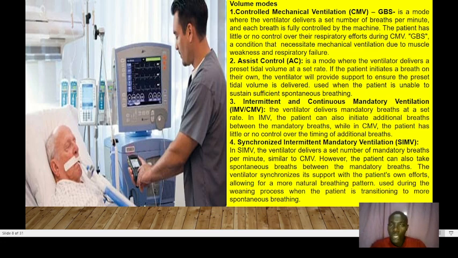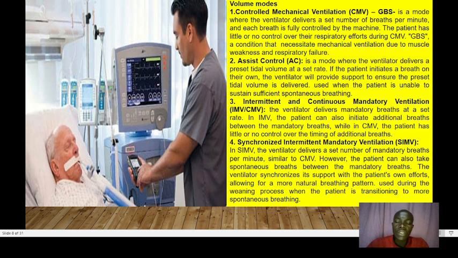So we have volume modes, and we have four major ones. Number one, we have the CMV. This is controlled mechanical ventilation, and it is a very important procedure. It's majorly used in GBS, Guillain-Barre syndrome. Guys, a link on Guillain-Barre syndrome will be popping up. You can review this condition, which involves paralysis of muscles, starting from the inferior side and traveling in the superior direction.